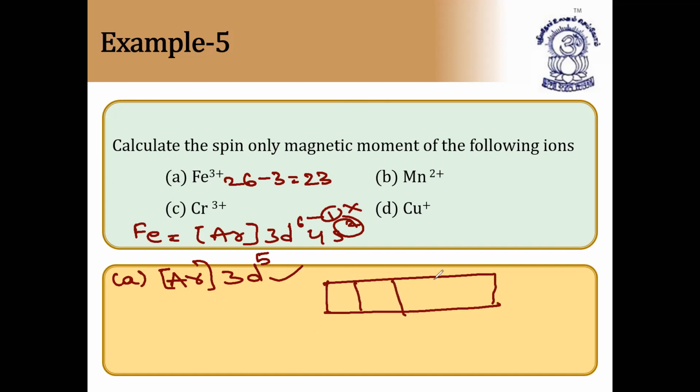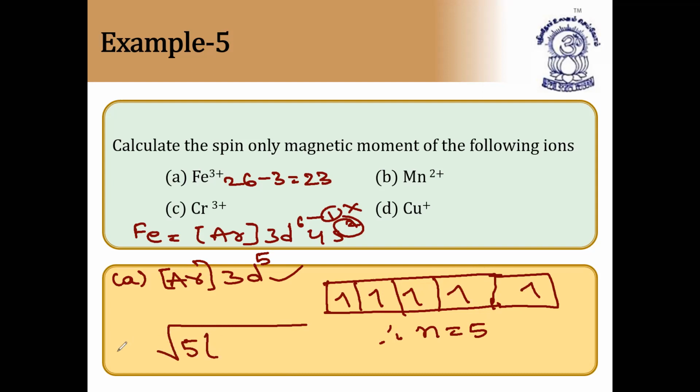1, 2, 3, 4, and 5. So, how will the 5 electrons fill up? 1, 2, 3, 4, 5. No pairing, because it contains all 5 unpaired electrons. So from this we can write the number of unpaired electrons n is equal to 5. Since n is equal to 5, spin magnetic moment mu is equal to root of 5 into 5 plus 2, that is root of 35 Bohr magneton, or you can say 5.9 Bohr magneton. So this is called spin only magnetic moment of Fe plus 3.